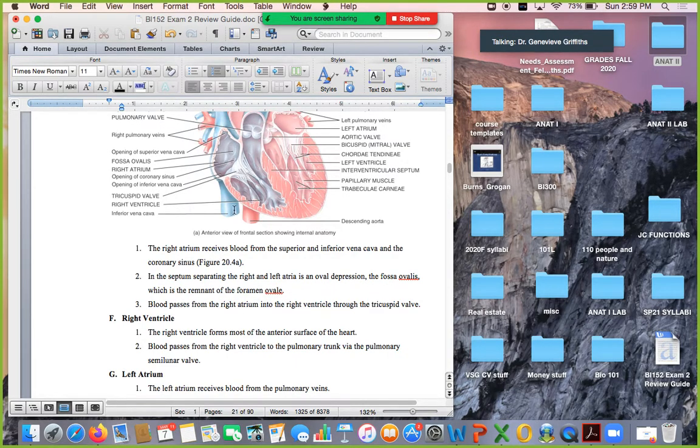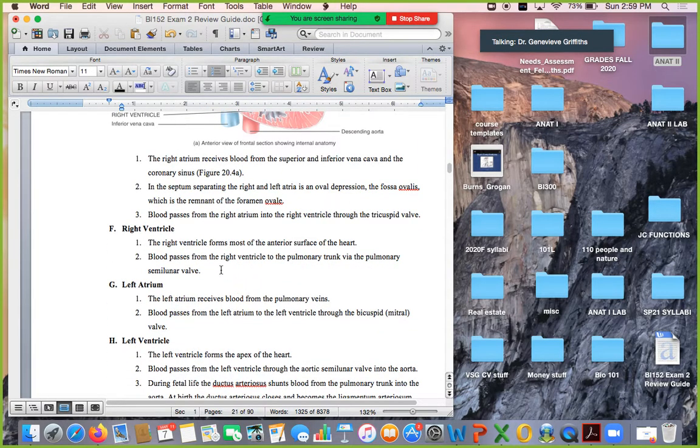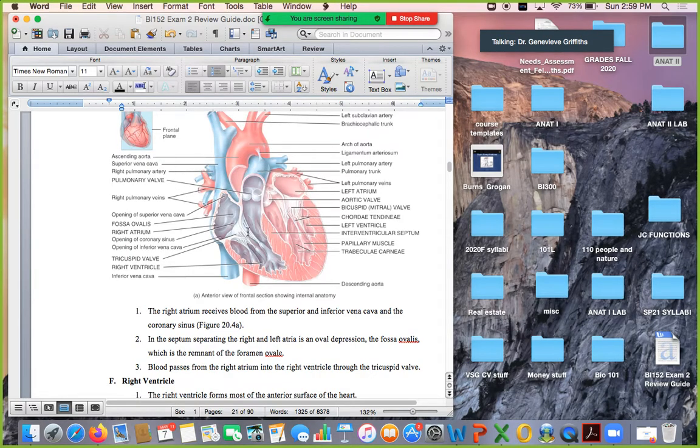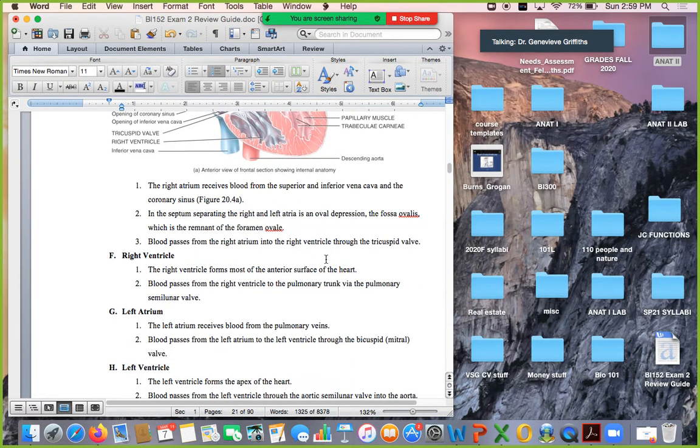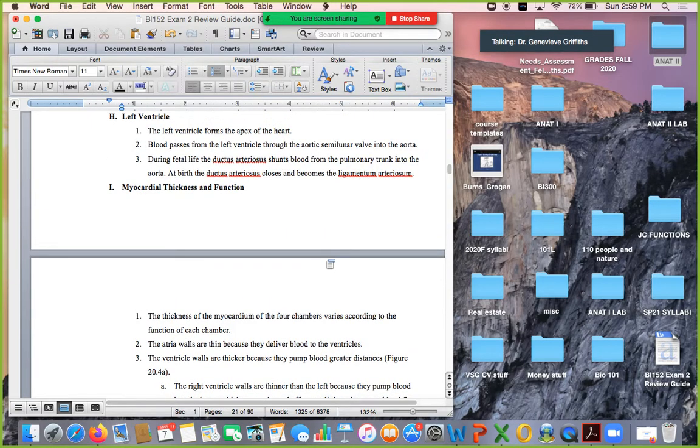So blood passing from the right atria into the right ventricle does that through the tricuspid valve. Blood passing from the left atrium into the left ventricle does that through the bicuspid valve. And as we're heading from the right ventricle out to the pulmonary trunk, it does that through the pulmonary valve, which is one of the semilunar valves. As we're headed out from the left ventricle into the aorta, it does that through the aortic valve. From the aortic semilunar valve into the aorta.